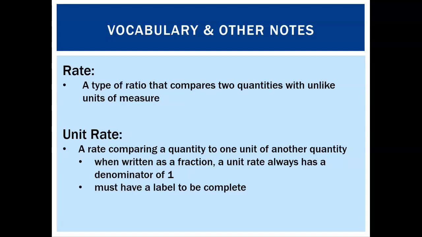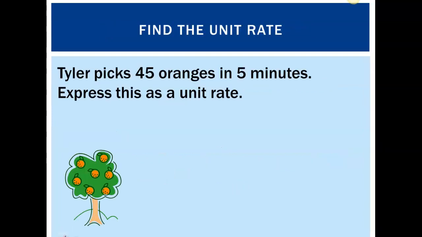Let's take a look at our first example. In our first problem, Tyler picks 45 oranges in 5 minutes. Express this as a unit rate. The first step is to write the given rate. We do this the same as writing a ratio because remember, a rate is a special type of ratio. We have 45 oranges in 5 minutes, so 45 will be the numerator and 5 will be the denominator.